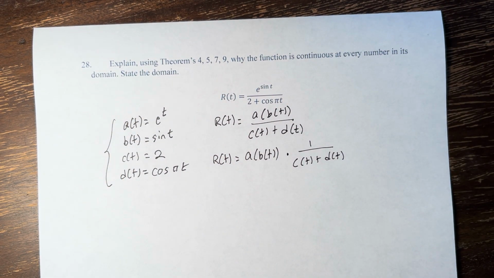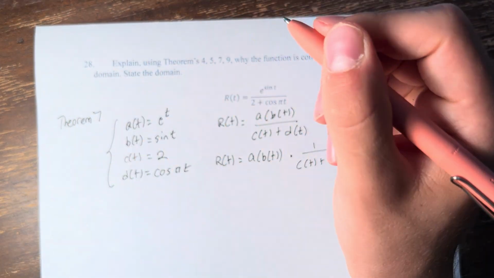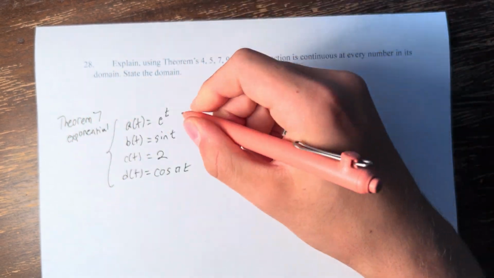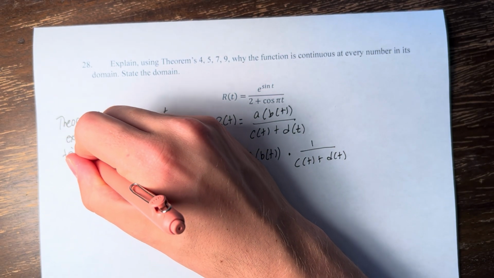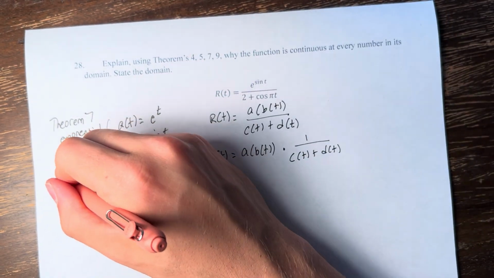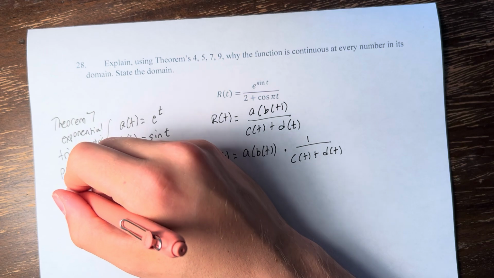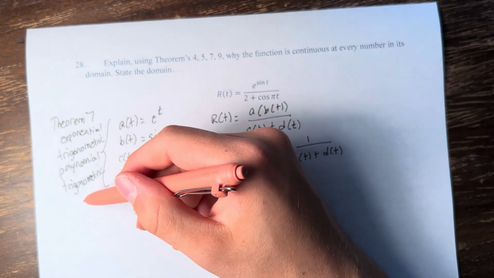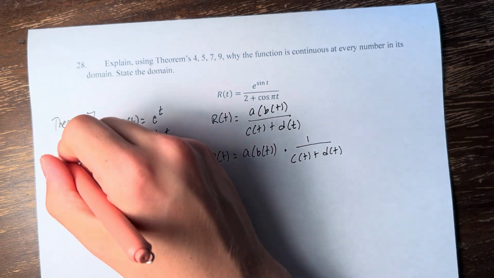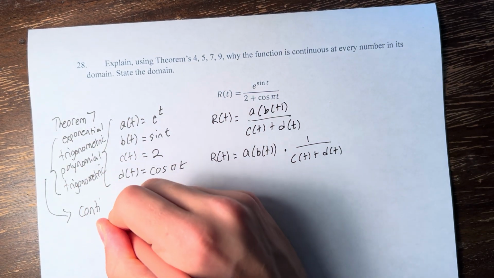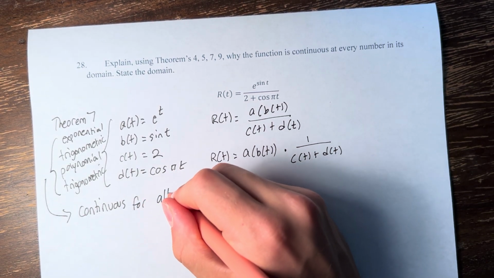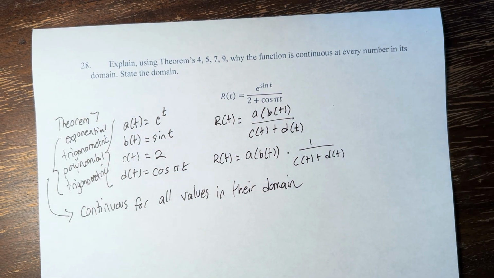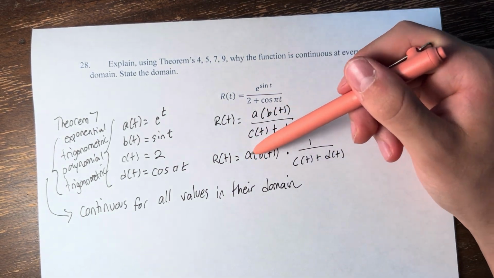So if we look at these, we know from Theorem 7 that e to the t, which is an exponential, sine of t, which is a trigonometric function, 2, which is a polynomial, and cosine of pi t, which is a trigonometric function, all of these functions are continuous for all values in their domain. Therefore, a of b of t is continuous for all values within its domain.